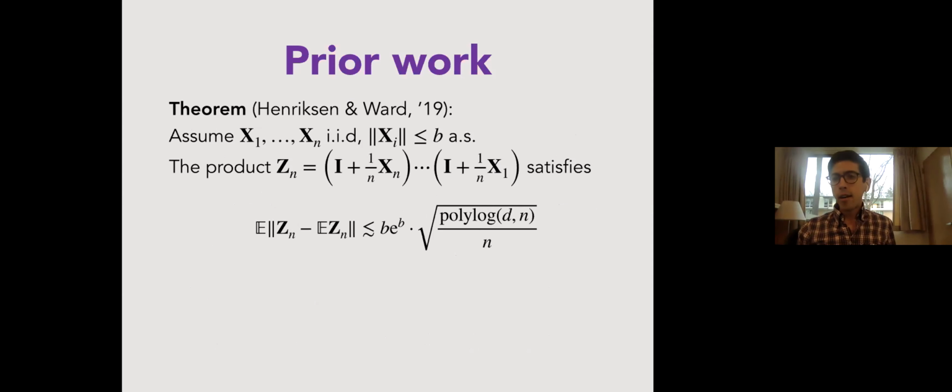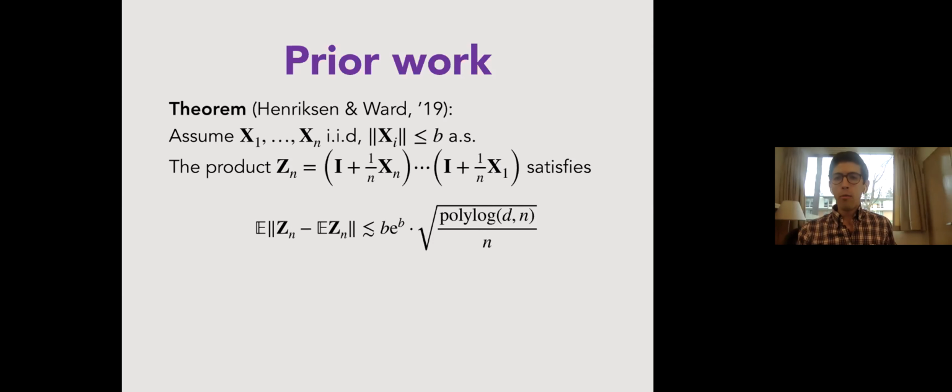So here's what they considered. They said, assume that the matrices are IID. They actually don't need that they're identically distributed. To go back to the question from earlier, I'm just going to say IID for simplicity here. But assume that the matrices are independent, and for now we'll assume identically distributed, and are bounded in spectral norm almost surely. Then we can consider the random product Zn, which comes from building a product of perturbations of the identity.